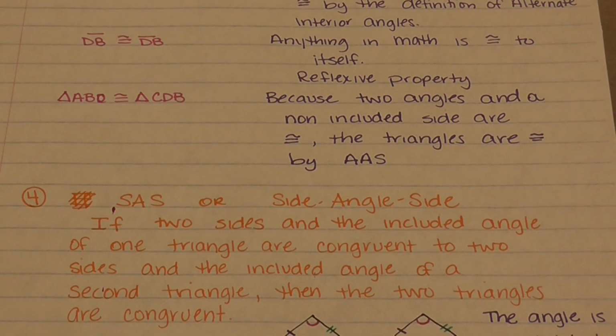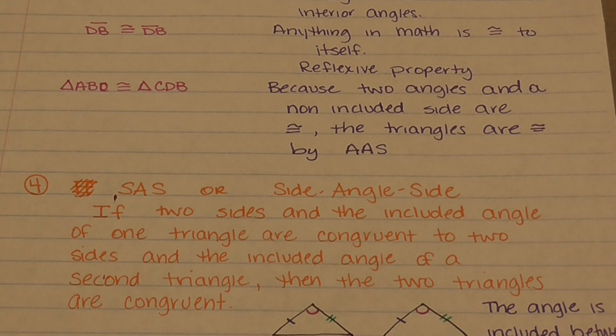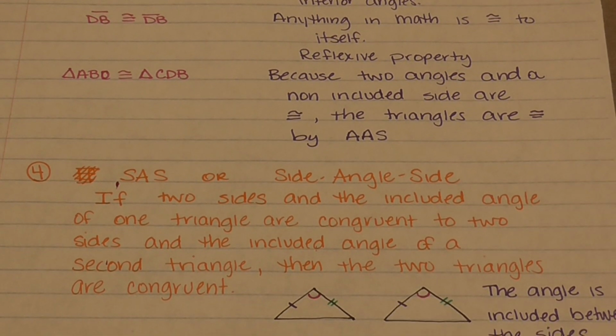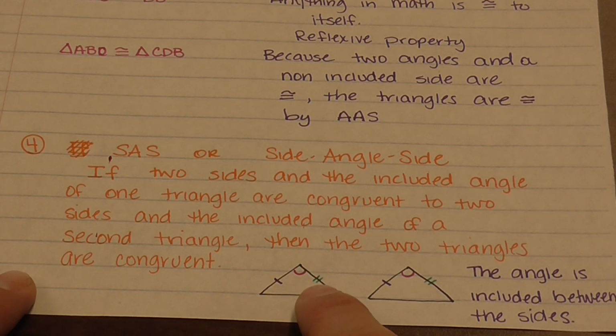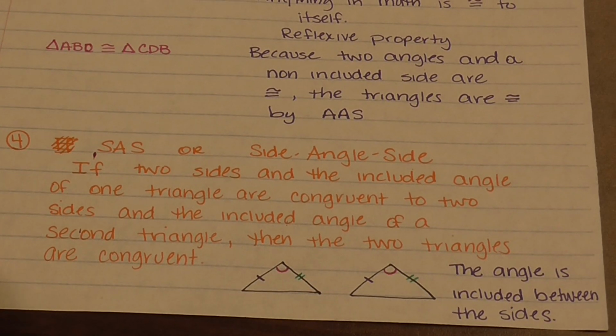Number 4, side, angle, side, or SAS. If two sides and the included angle, so where before we had two angles and the included side, now we're talking about two sides and the included angle. So if two sides and the included angle of one triangle are congruent to two sides and the included angle of the second triangle, then the two triangles are congruent. So here we've got side, angle, side, side, angle, side. The angle is included between the two sides.